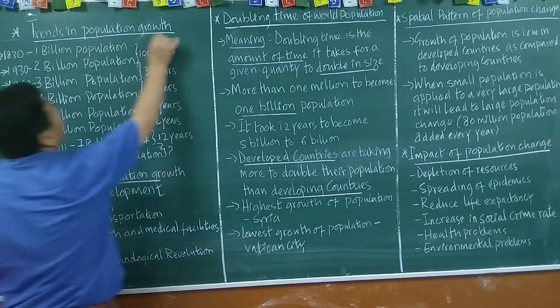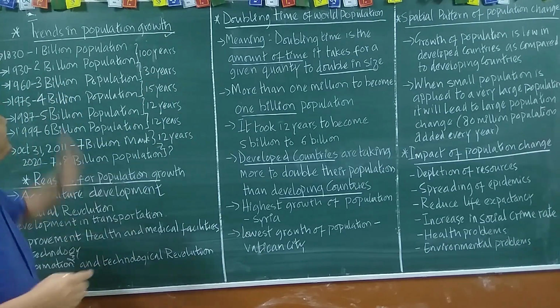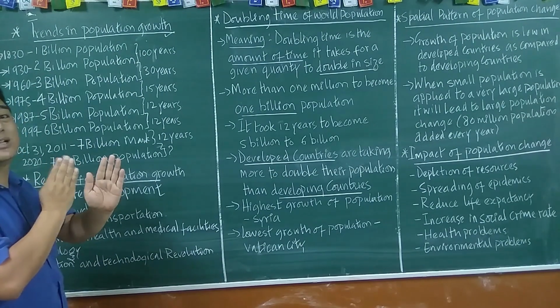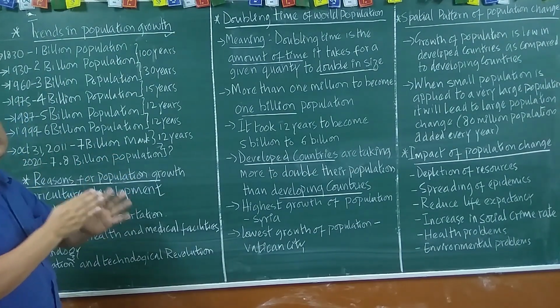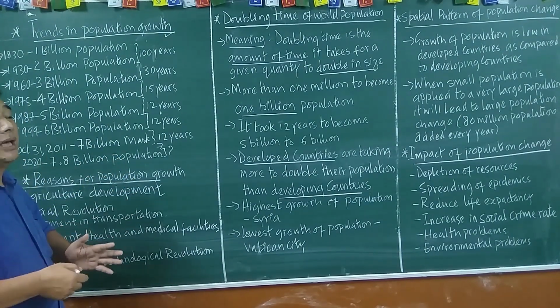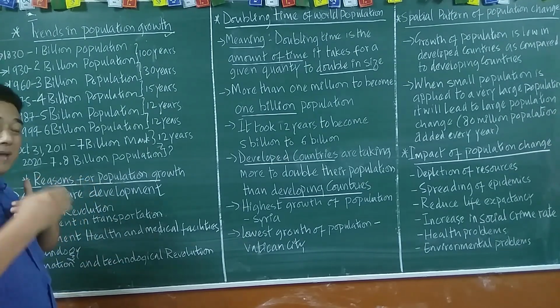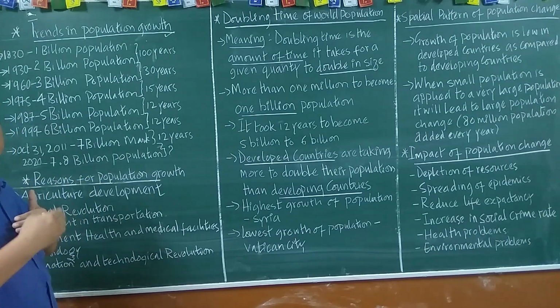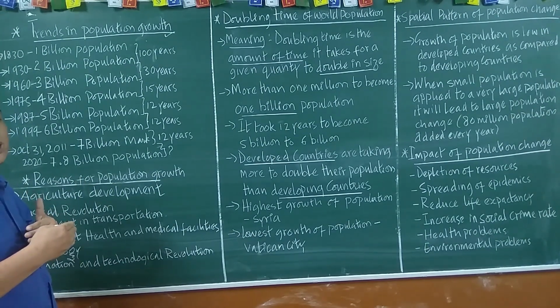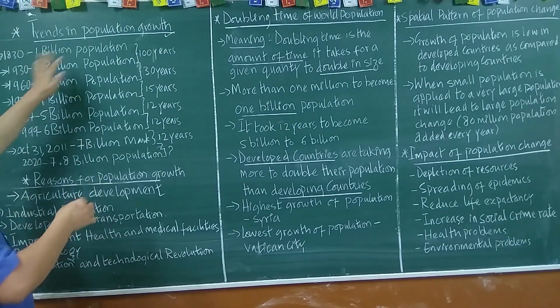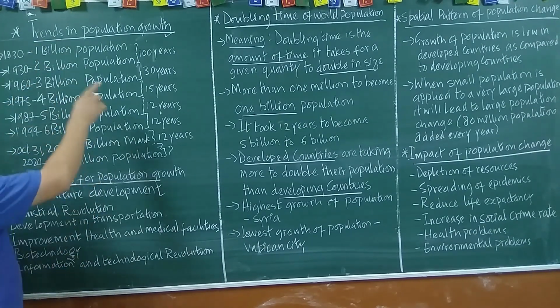The trends in the population. As I've already told you, what is a trend? In the world, which direction is the population moving toward? How fast is it increasing? In the past, what was the population? How much time has it taken to increase? At present, at what rate is it increasing? So that is the trends in population growth.